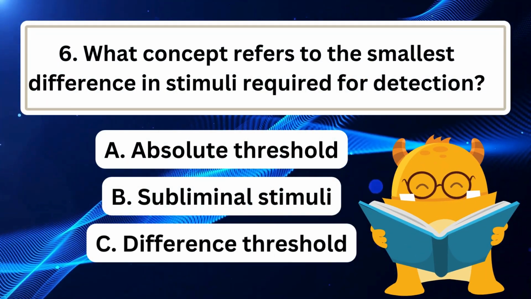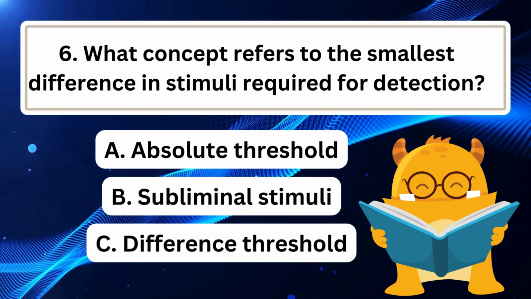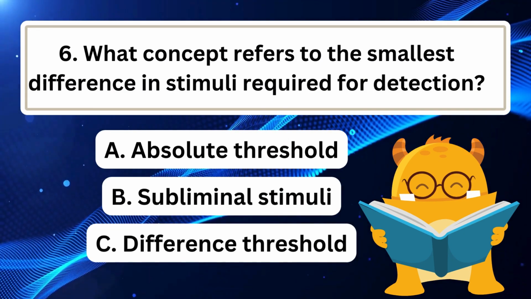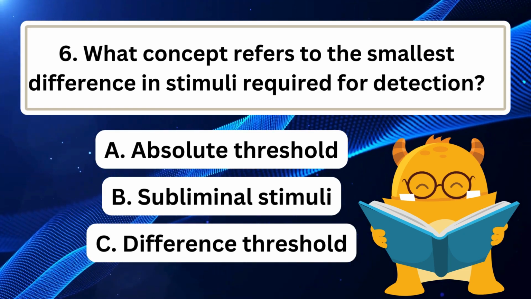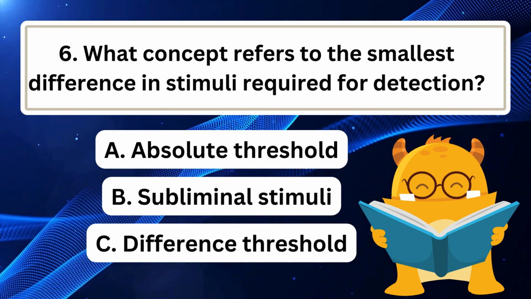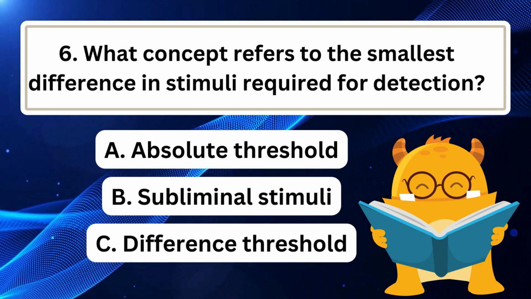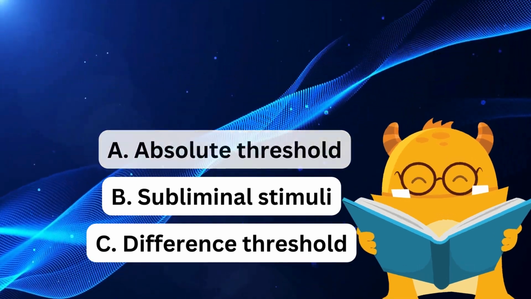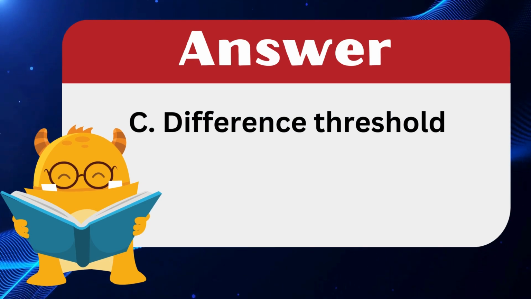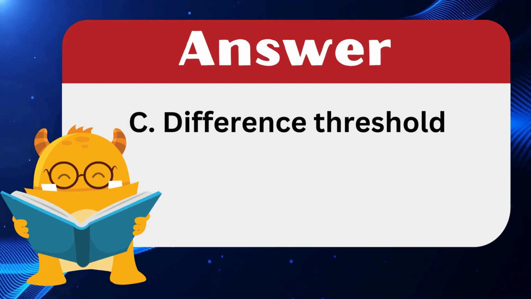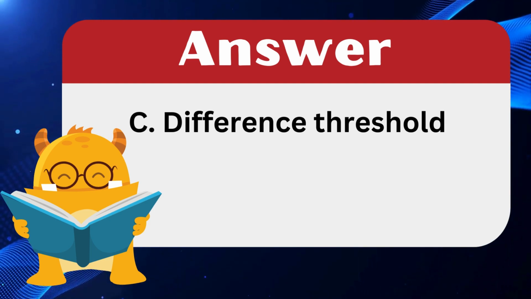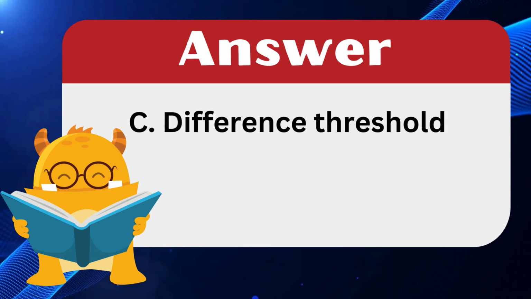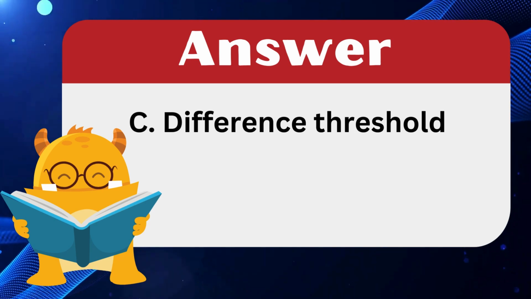6. What concept refers to the smallest difference in stimuli required for detection? A. Absolute threshold. B. Subliminal stimuli. C. Difference threshold. C. Difference threshold. Difference threshold, known as Weber's law or just noticeable difference, is the smallest change in stimuli necessary for detection.